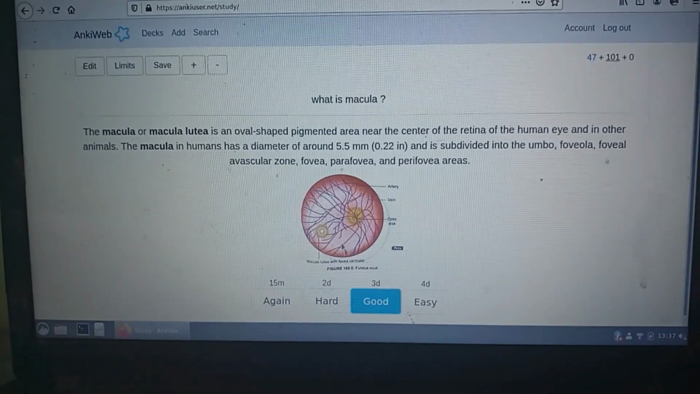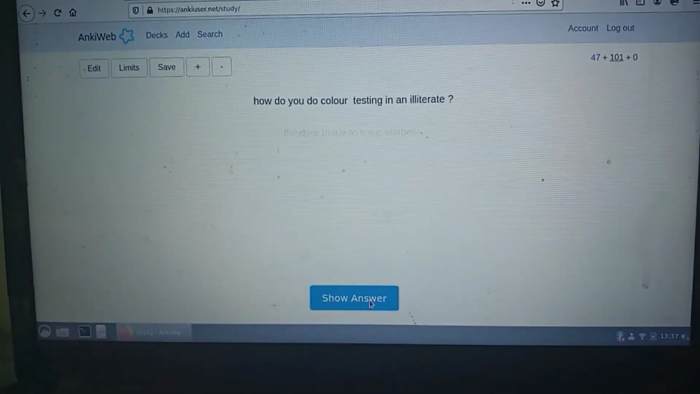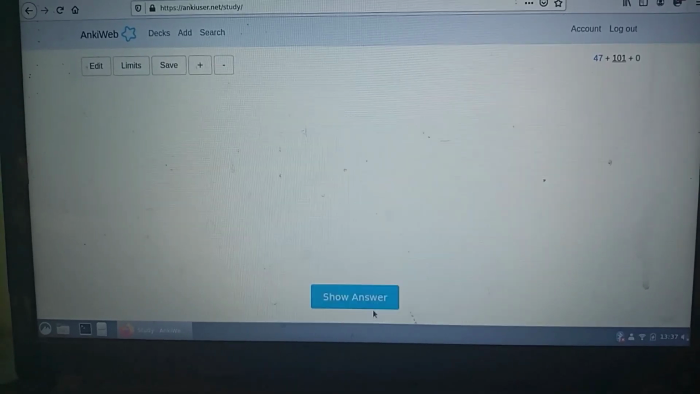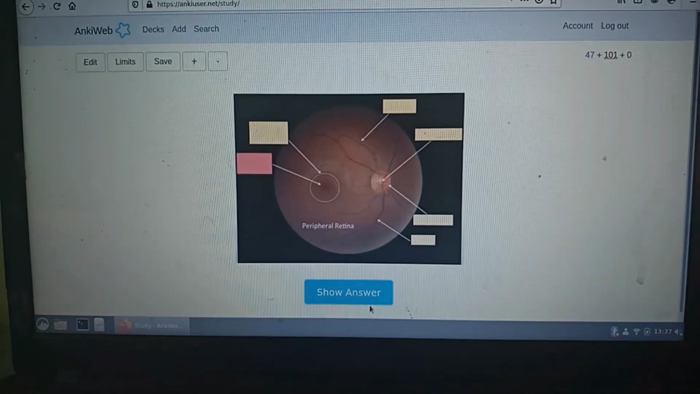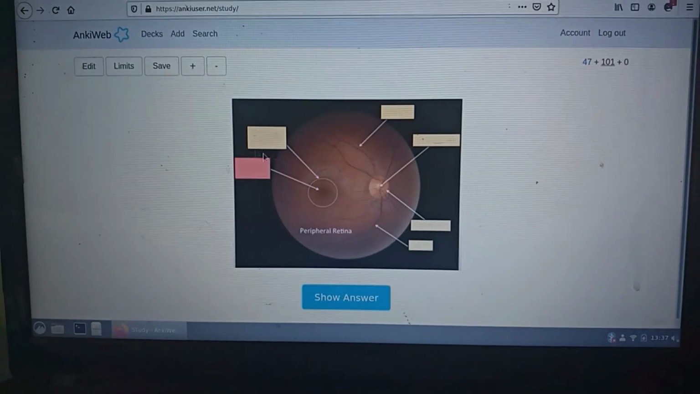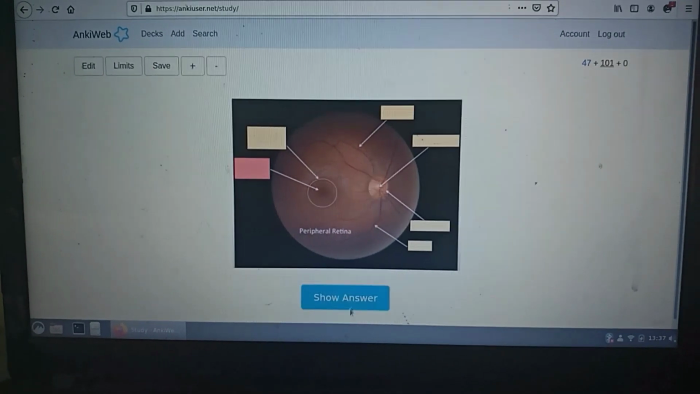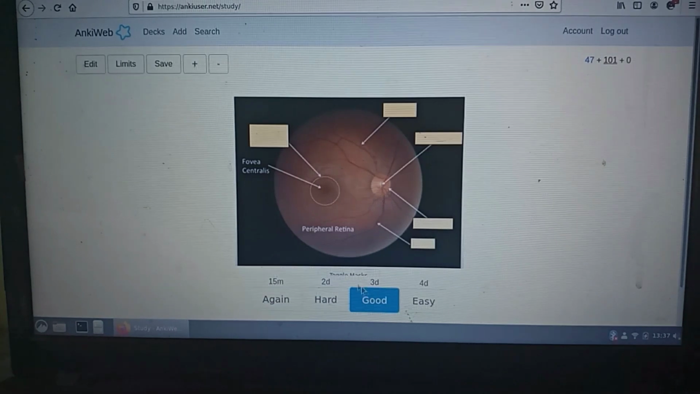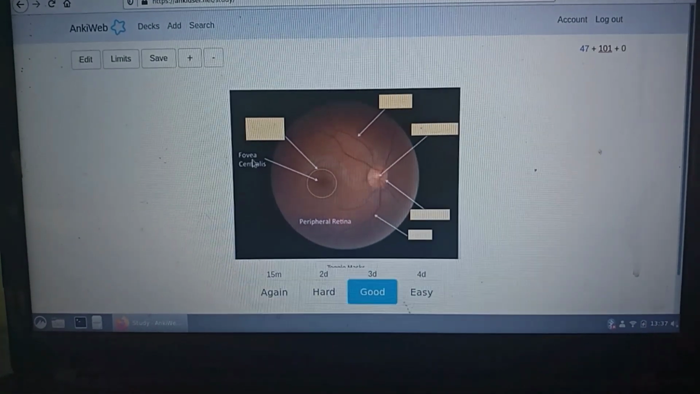Now the catch here is that based on how well you were able to remember the answers to these questions, you can choose again, hard, good or easy, and based on this, the flashcards are going to be shown to you in 15 minutes or 3 days or 4 days based on whatever you chose. So this is going to act as a spaced repetition algorithm, and it is a very good way of spaced repetition and active recall.